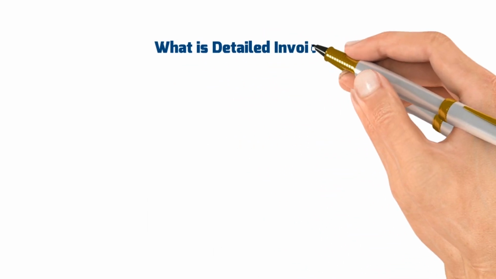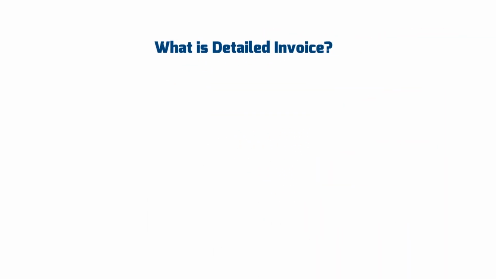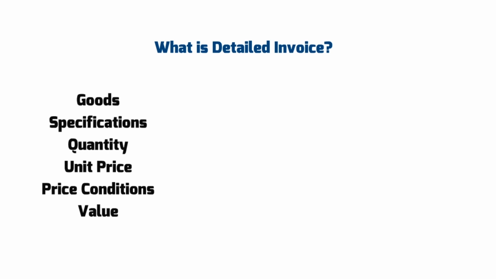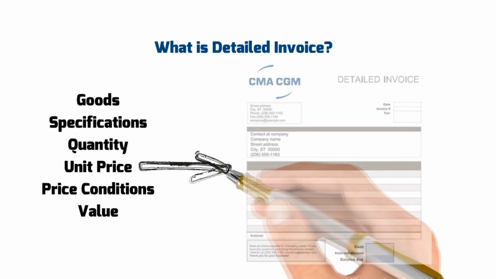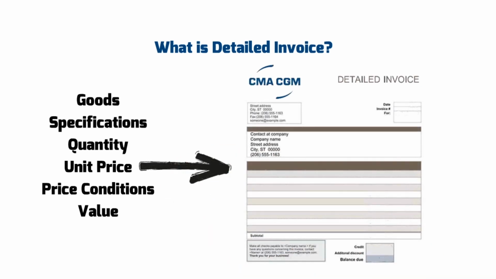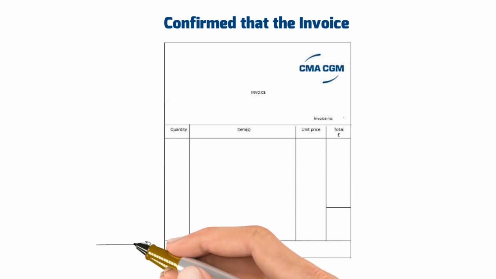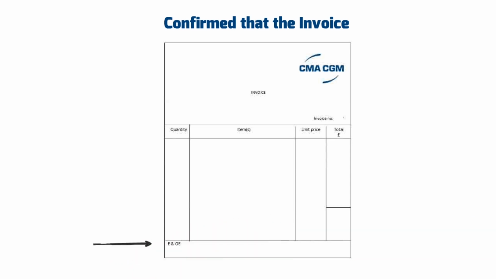Next, what is a detailed invoice? The detailed invoice will have contents like goods, specifications, quantity, unit price, price conditions, and value. This is a detailed invoice. This invoice will have E and OE words printed, which state that we hereby certify that the contents of the invoice herein are true and correct.